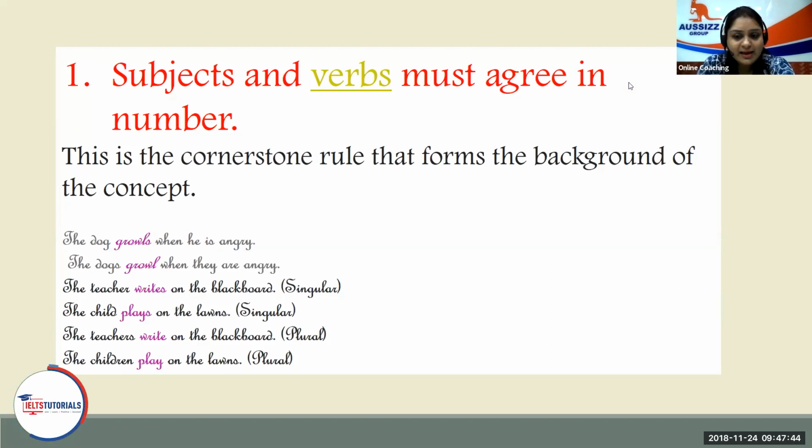First, you have to understand that if I want to make a noun plural, how can I make it? I can make it by adding s or es. For example, if I want to make boy plural, it is boys. If I want to make watch plural, it is watches. If I want to make any noun plural, we have to add s or es. This is for nouns.